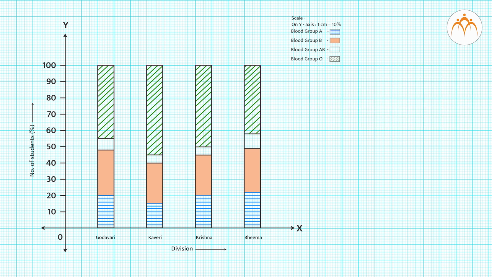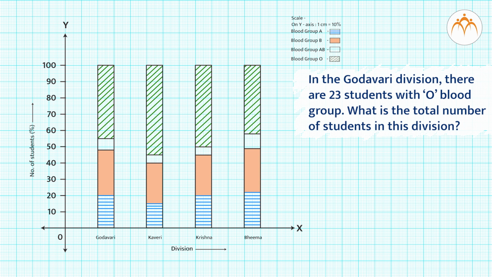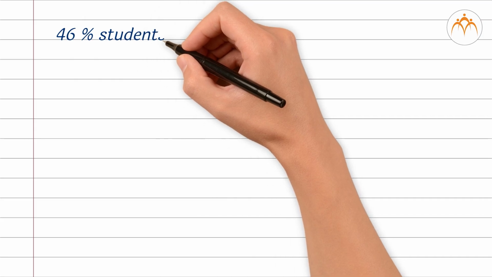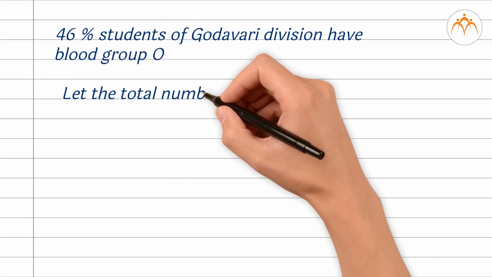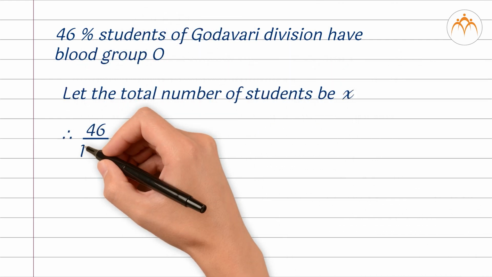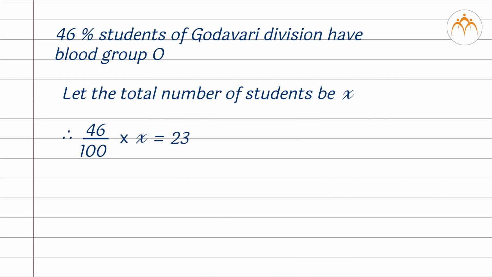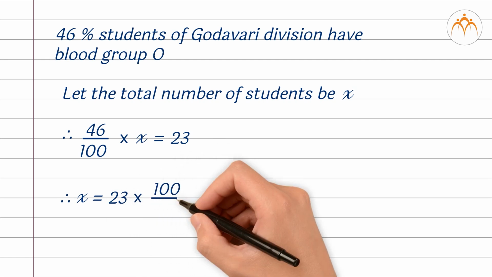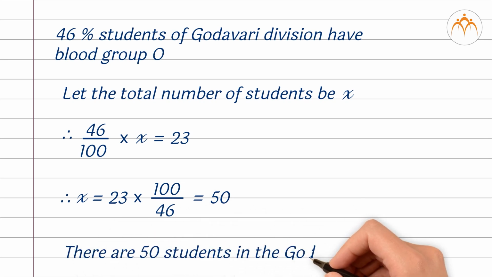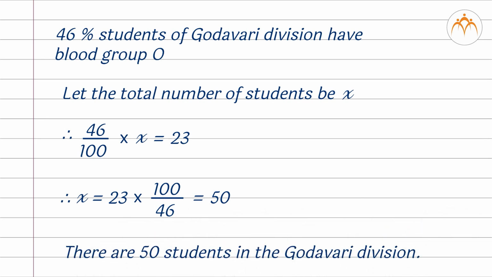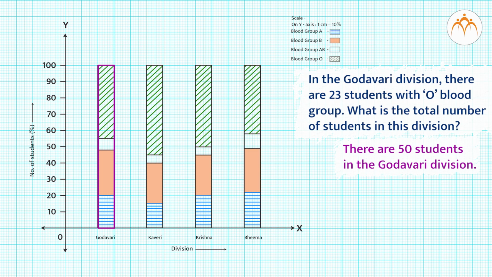Correct. Perfect. Now tell me, in the Godavari division, there are 23 students with O blood group. What is the total number of students in this division? 46 divided by 100 multiplied by x is equal to 23. x is equal to 23 into 100 divided by 46, which is equal to 50. There are 50 students in Godavari division. Well done, you answered it correctly.